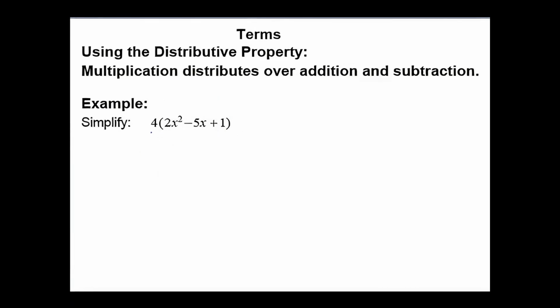Next, we'll multiply 4 times 2x squared minus 5x plus 1. So our 4 is going to distribute. We'll have 3 multiplications. So we're doing 4 times 2x squared. Only the numbers are going to multiply. Will give us an 8x squared. Notice the variable did not change.